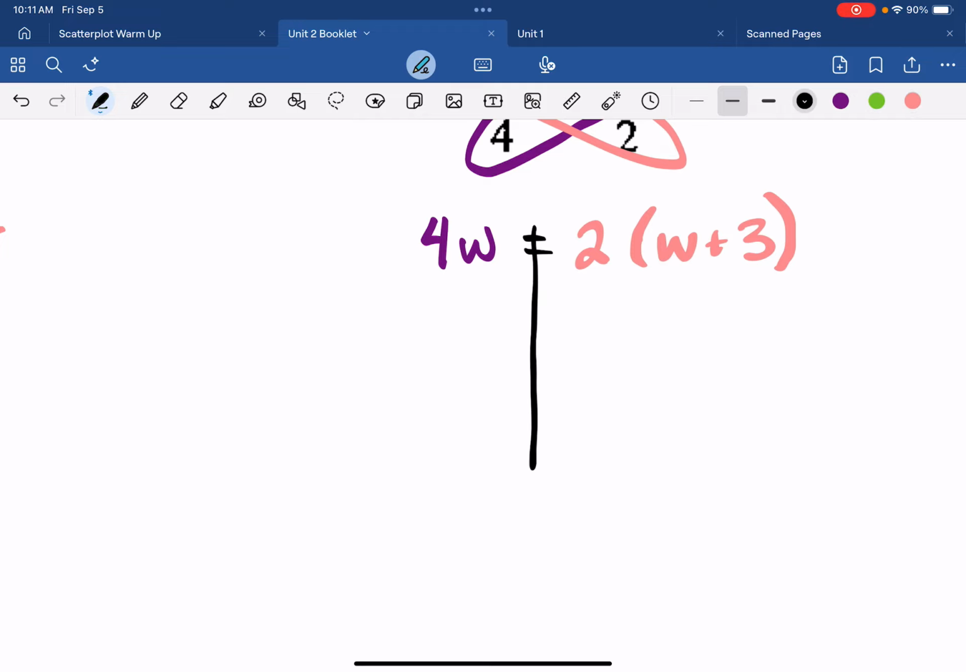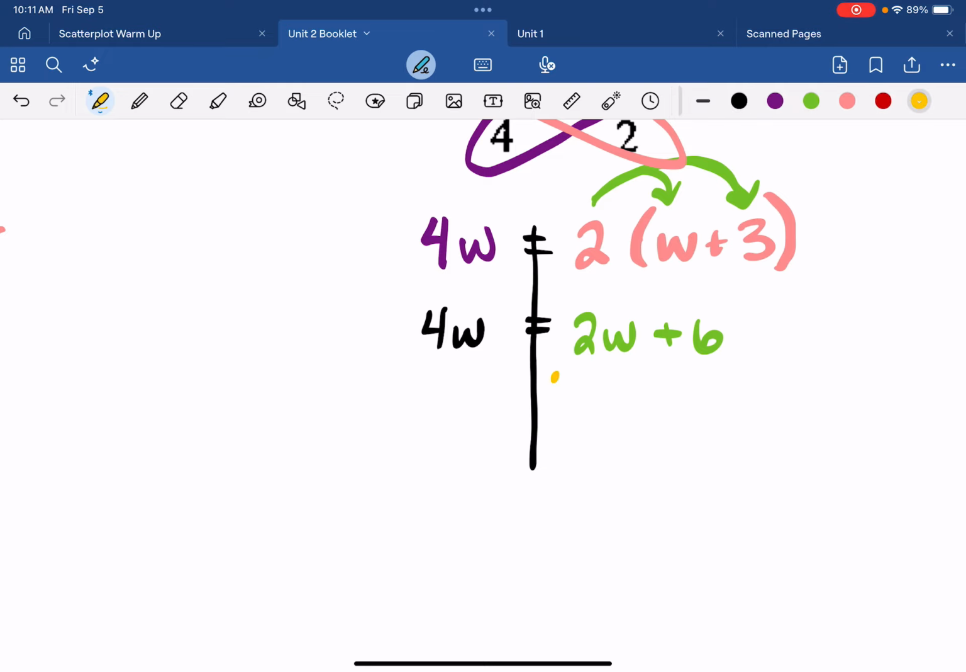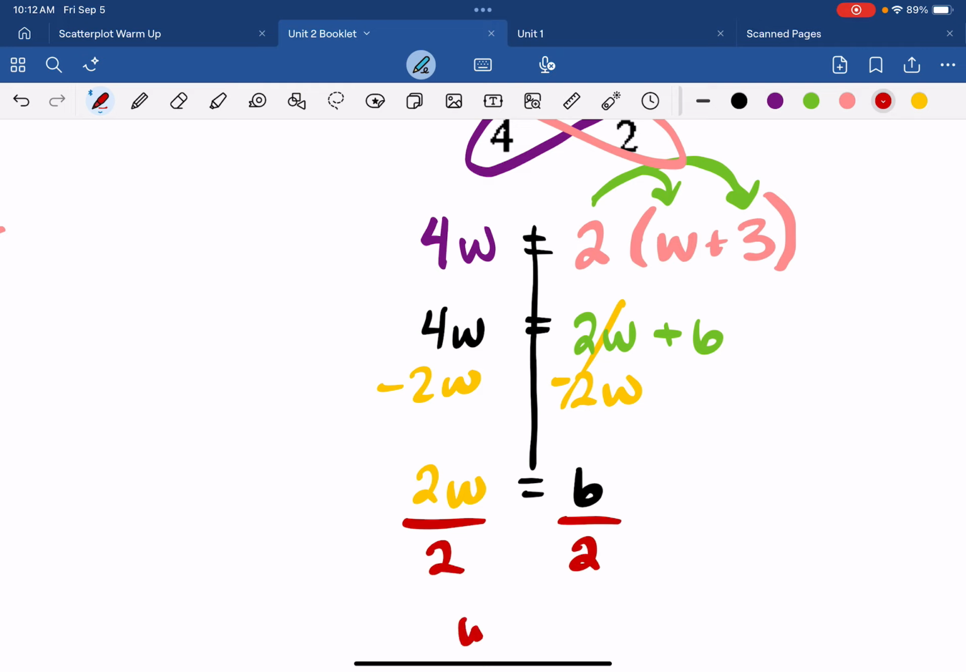Here's my mirror line. I'm going to start by distributing, right? Let's just get rid of our parentheses. So I have 2w plus 6, bring down my 4w. Let's keep going from here. I'm going to subtract 2w to get my w's on the same side. So that gives me 2w equals 6. And last but not least, I'm going to divide both sides by 2 and get w equals 3.